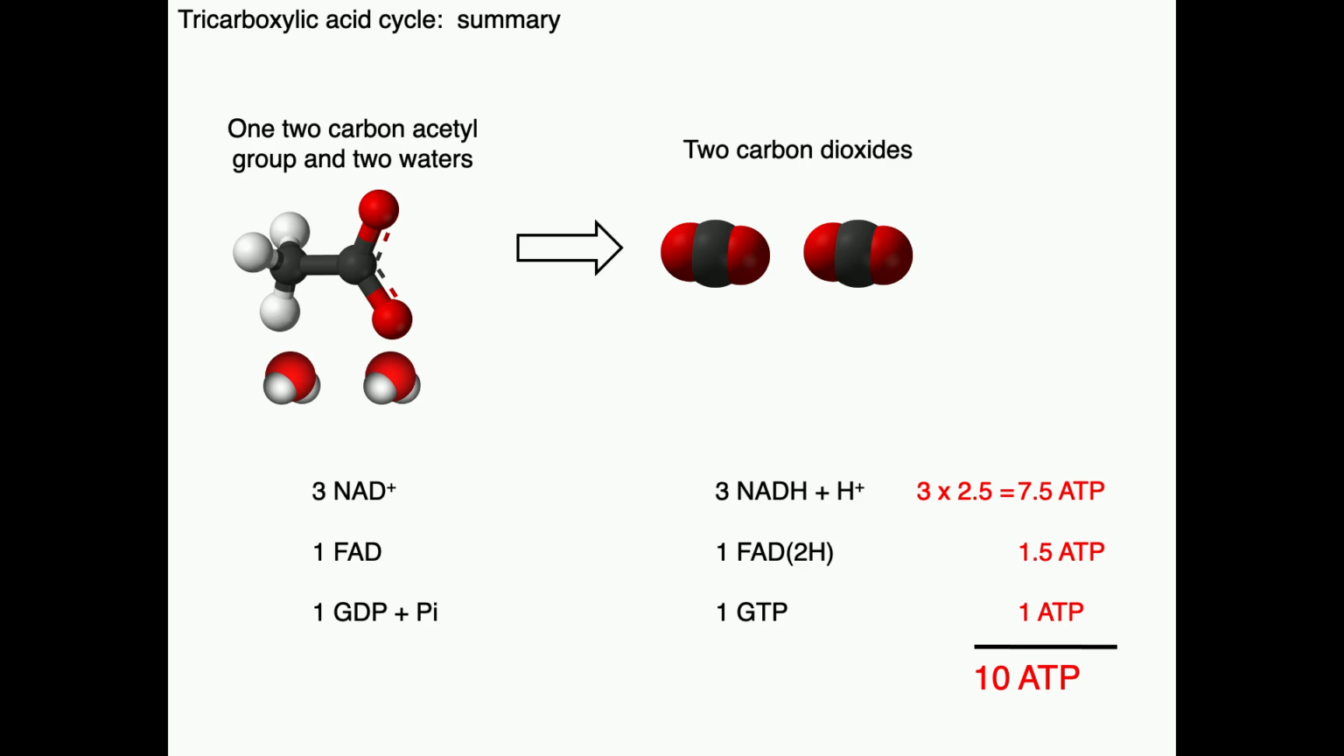Each of those can make 2.5 ATP, so you've got 7.5 ATP. Succinate dehydrogenase, that's making an FADH2 reduced, that can make 1.5 ATP. And then the thiokinase reaction is making GTP, which is energetically equivalent to ATP. Okay, so there's where you get 10 ATP.